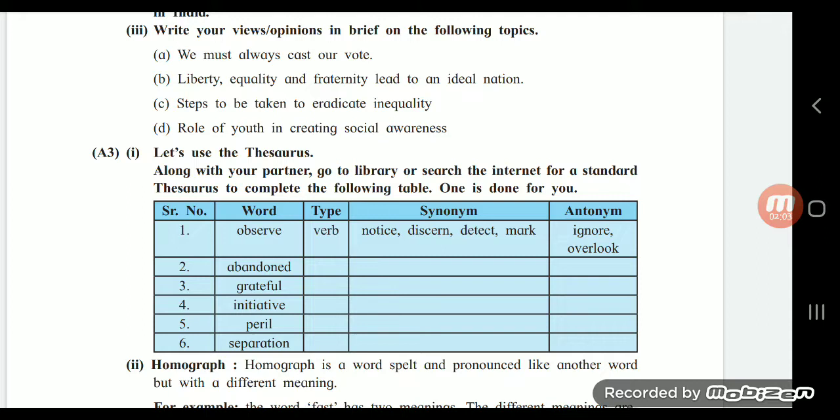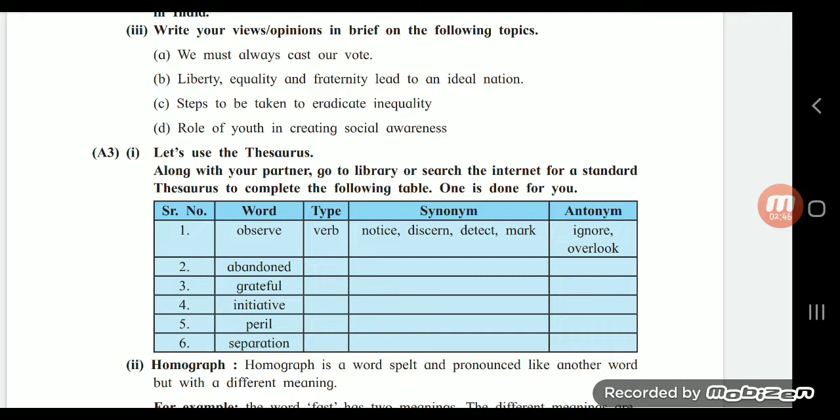Here is one example. The word is observe. Observe is a verb. So type: verb. Synonyms: notice, discern, detect, mark. And antonyms: ignore, overlook. Now you can find a thesaurus on your computer as well. If you are preparing any word file in Microsoft Word, then in tools there is a thesaurus. You can select your word and see the thesaurus entry of that word, and there you can find synonyms and antonyms for it.